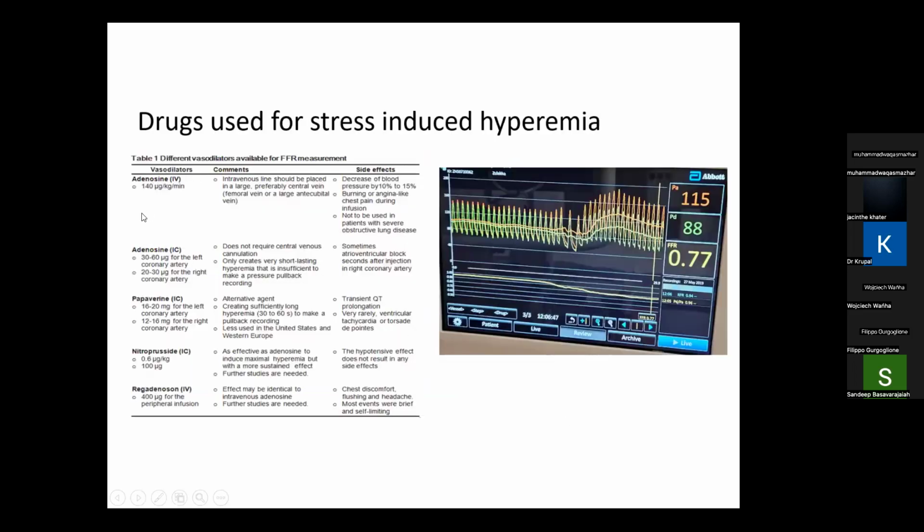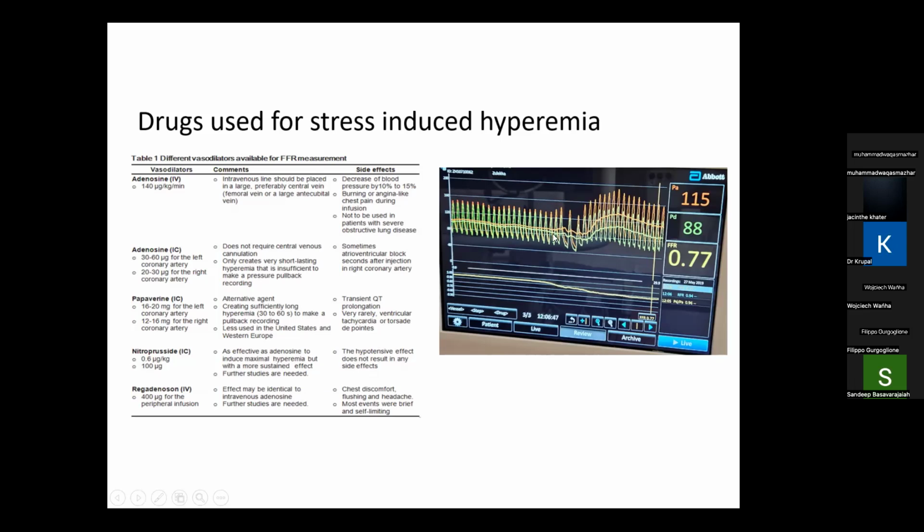Now we give IV adenosine or intracoronary adenosine for hyperemia, and that itself has some side effects, like a decrease in blood pressure, or some patients may develop chest pain, especially asthmatic patients can develop bronchospasm. Out of that, hypotension is very important, and a lot of patients feel symptoms because of this. And this is a usual kind of FFR that we see.